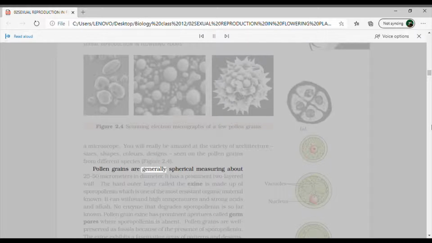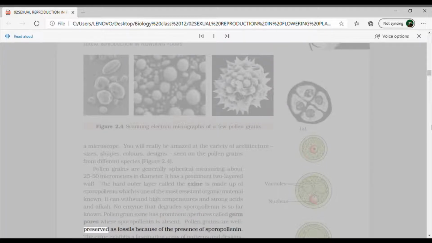Pollen grains are generally spherical, measuring about 25 to 50 micrometers in diameter. It has a prominent 2-layered wall. The hard outer layer, called the exine, is made up of sporopollenin, which is one of the most resistant organic material known. It can withstand high temperatures and strong acids and alkali. No enzyme that degrades sporopollenin is so far known. Pollen grain exine has prominent apertures called germ pores where sporopollenin is absent.